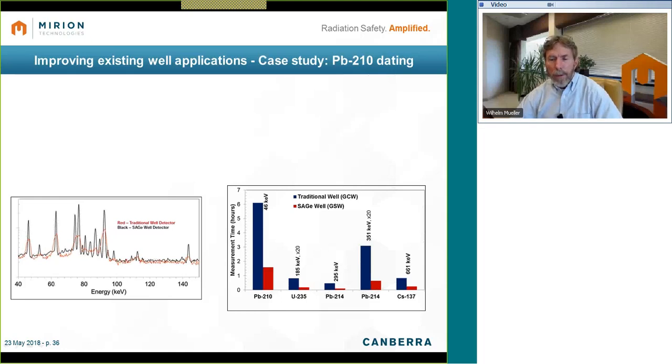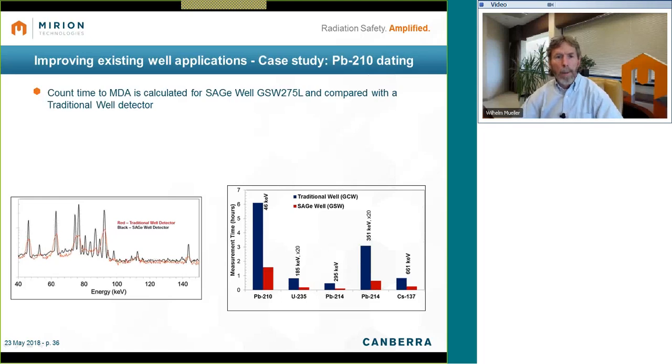We have a couple of case studies that we were helped with some of our clients who were early adopters of the Sage well technology. This one here talks a little bit about lead-210 dating. In this example, we're going to calculate the count time to MDA for a Sage well detector, the large well detector that's been used in our examples here, and compared with a traditional well detector. So we're only looking at the improvement in resolution performance to help our MDA.